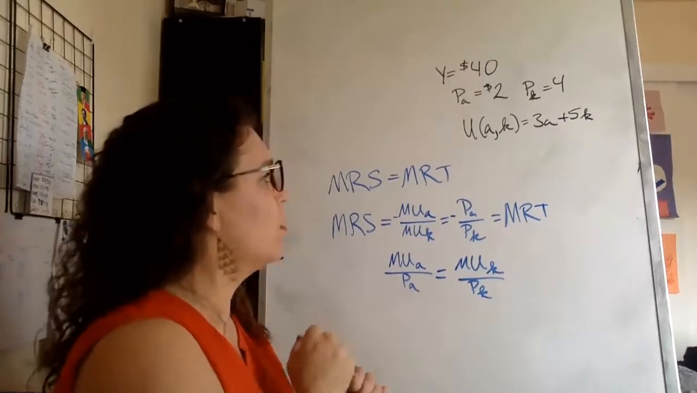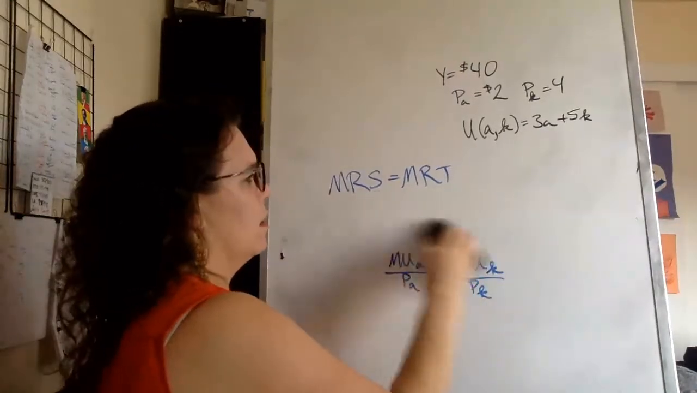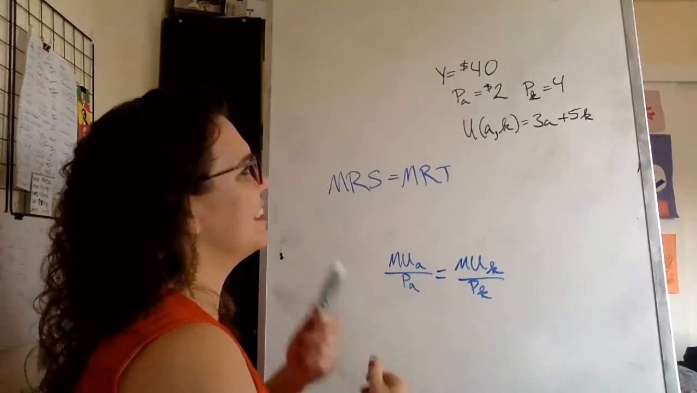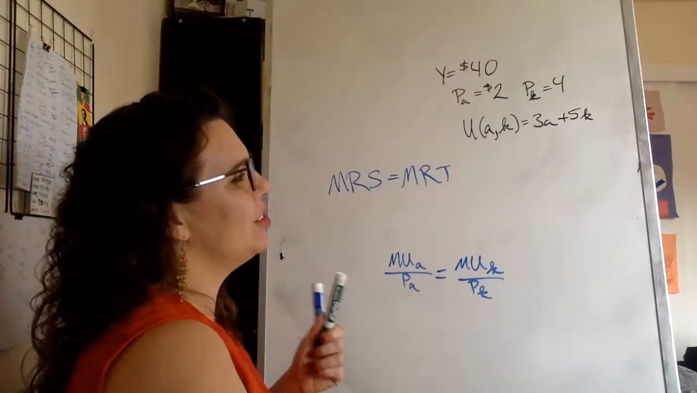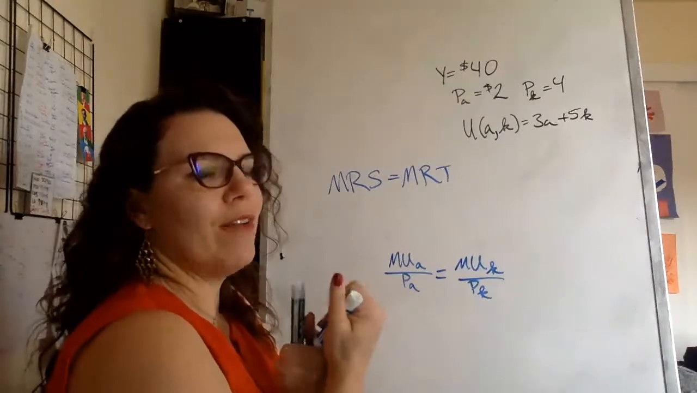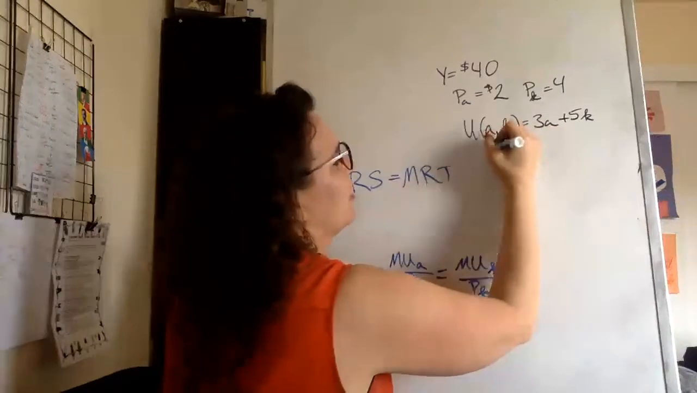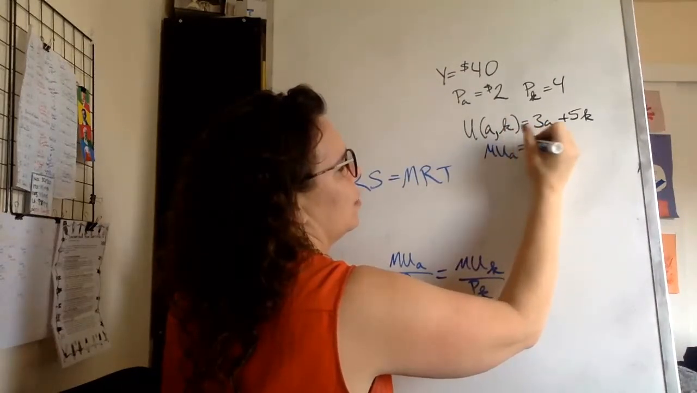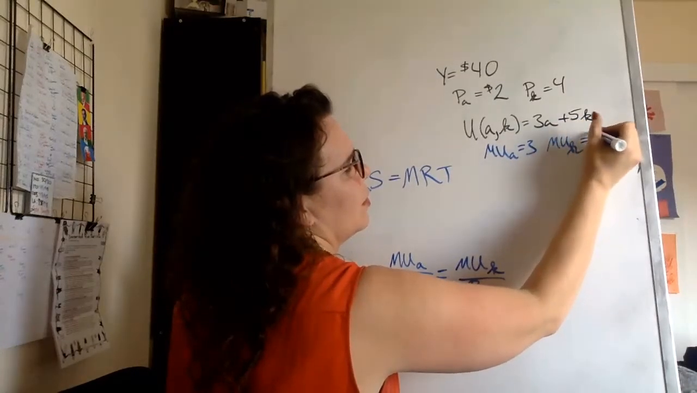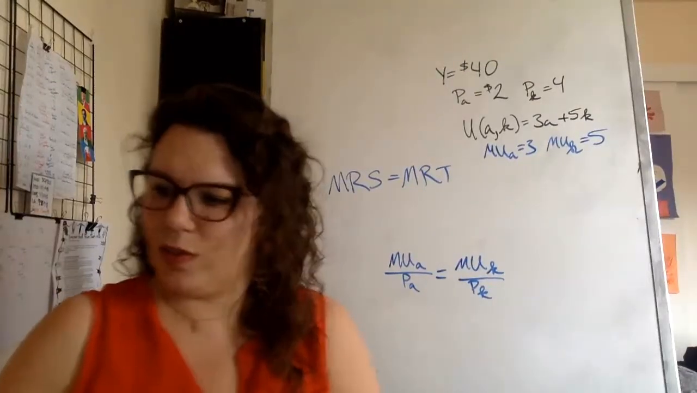Okay? So, given that we have all of that, we can find the marginal utility of apples relative to the marginal utility of kumquats. And we have it built in right here. If every time Andy consumes another apple, he gets 3 additional units of utility, we can say that the marginal utility of apples is equal to 3, and the marginal utility of kumquats is equal to 5. Right? Make sense? So far, so good?